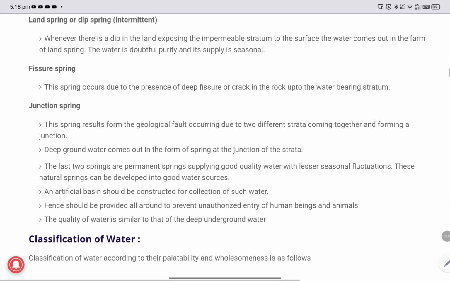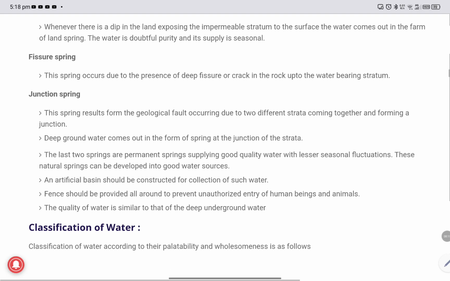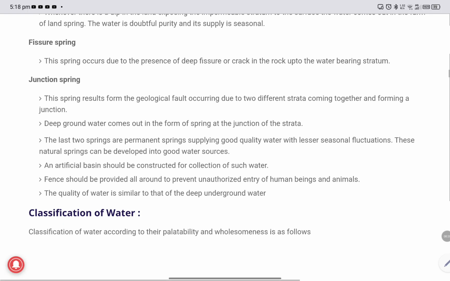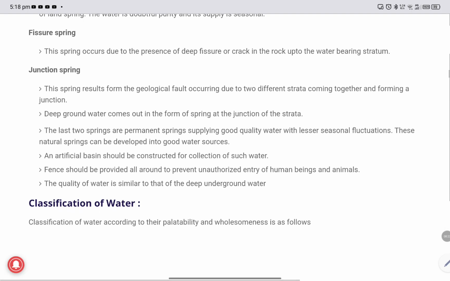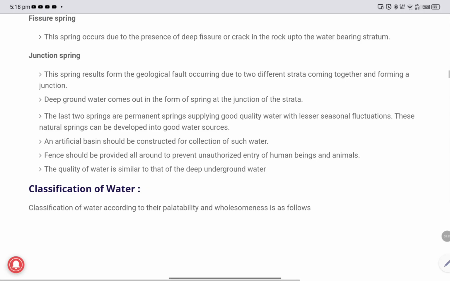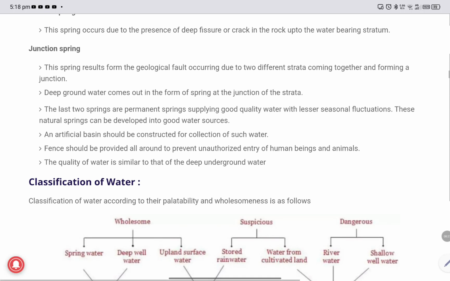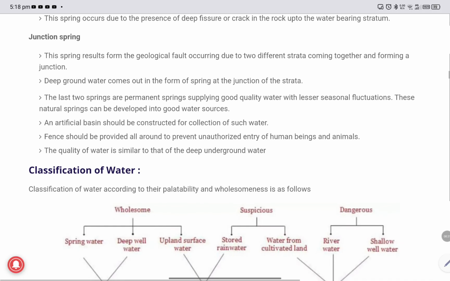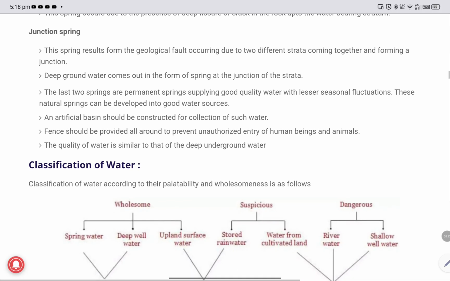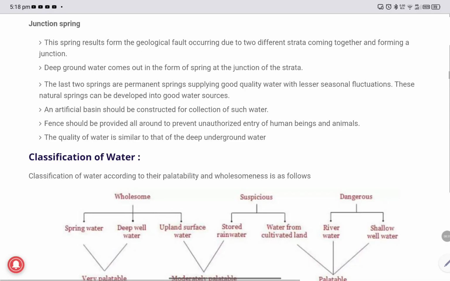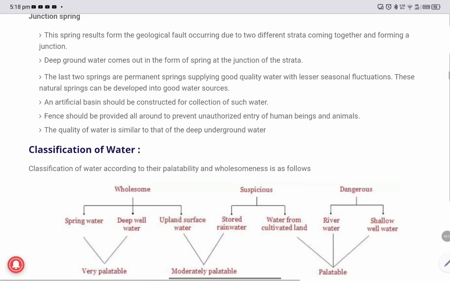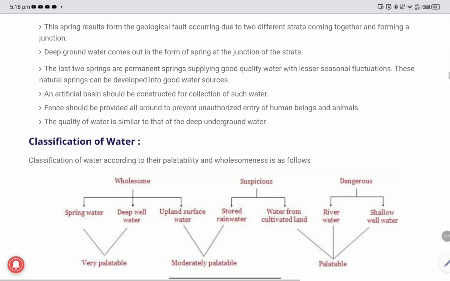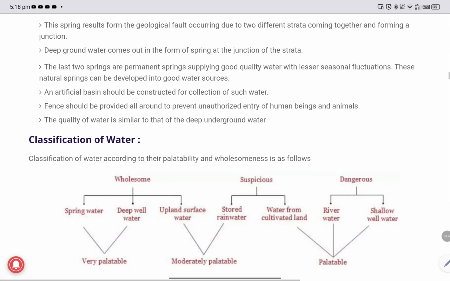Fissure spring. This spring occurs due to the presence of a deep fissure or crack in the rock up to the water-bearing stratum. Junction spring. This spring results from a geological fault occurring due to two different strata coming together and forming a junction. Deep groundwater comes out in the form of a spring at the junction of the strata. The last two springs are permanent springs supplying good quality water with larger seasonal fluctuations.